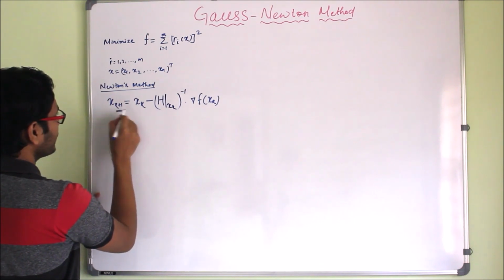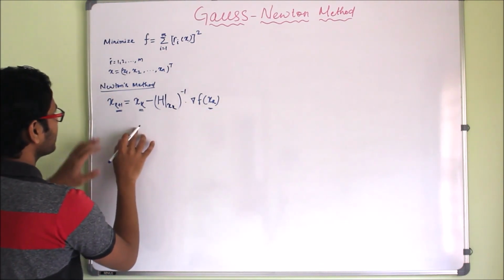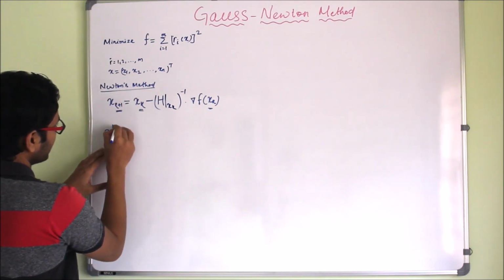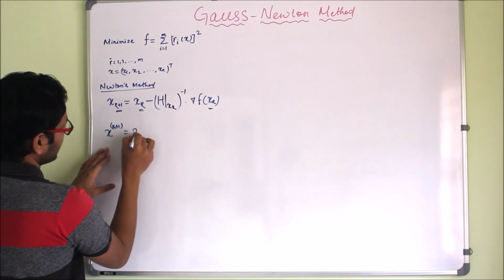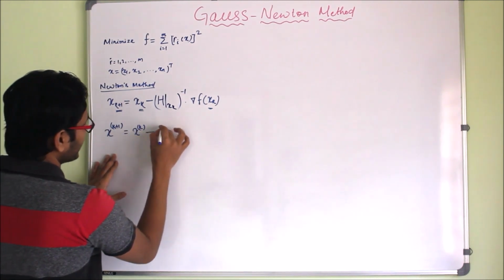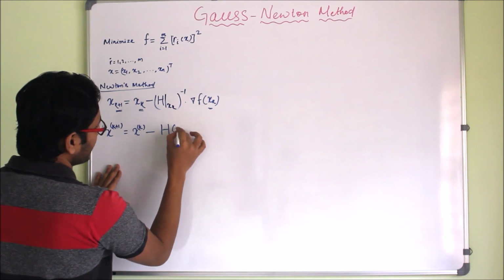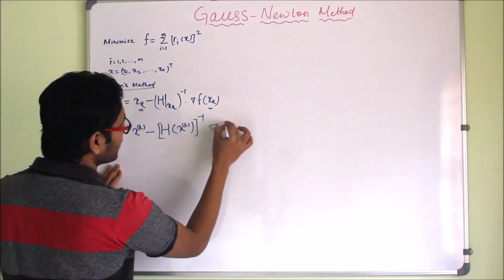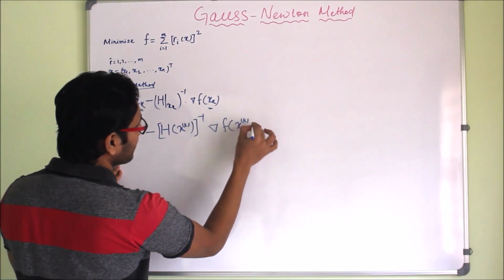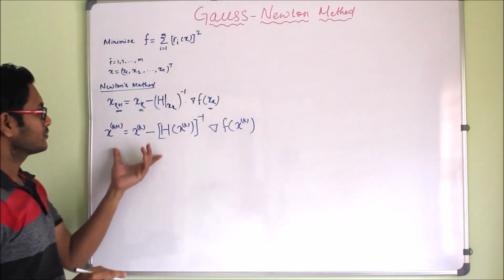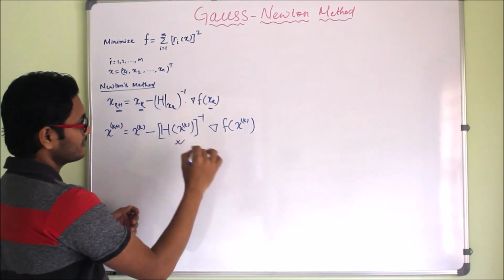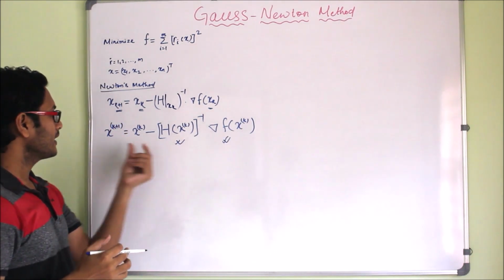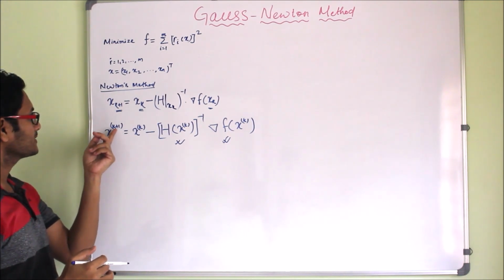Here we may get confused with this notation, so I can write it properly. We get x(k+1) equals xk minus the inverse of H of xk, into the gradient of f at xk. So we need the Hessian matrix and we need the gradient of f. If we know these and put them here, we can find the x(k+1) vector.